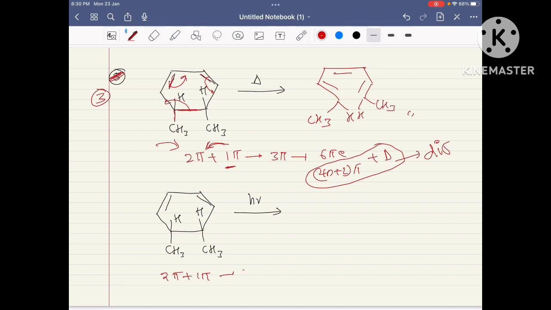Here also there are 3 pi bonds. 3 pi bonds means a 6 pi electron system plus photochemical condition means you have to do the contrary. First we'll write the basic product. We have to shift this here and this one here and this here. Write the basic product.